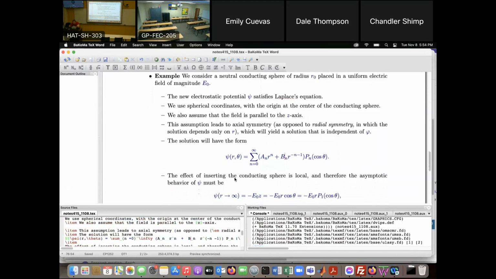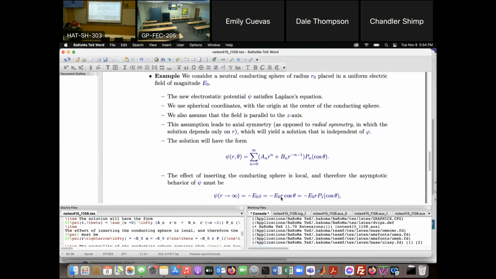Because inserting this conducting sphere into a field has a local effect, as r goes to infinity, the field is actually not affected by the conducting sphere far away from it. So what's happening is the potential is in the z direction. The magnitude is E naught. So at r going to infinity, it should behave like this. But in spherical coordinates, z is equal to r cosine theta.